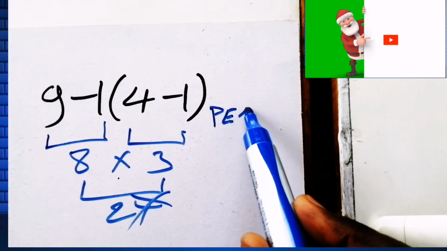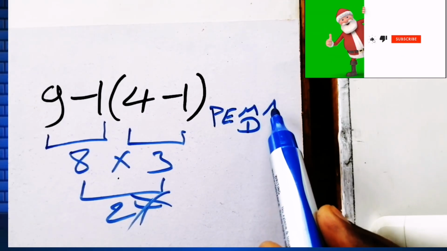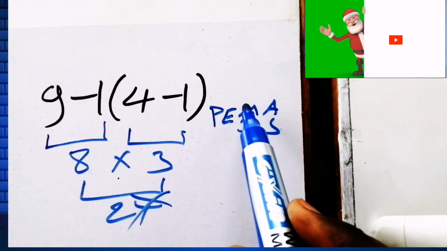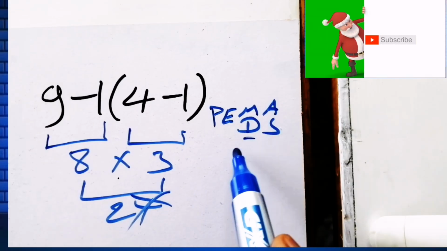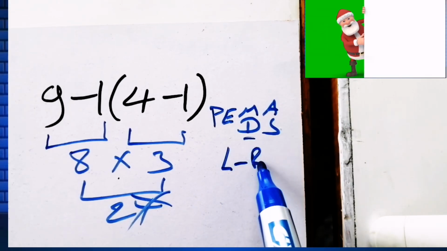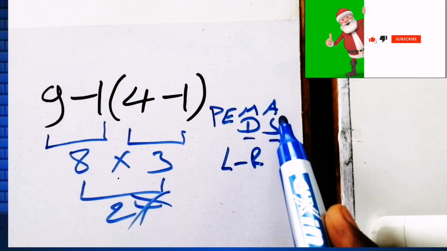then exponent, then multiplication or division, and finally addition or subtraction. Remember that multiplication and division have equal priority. We have to work from left to right. The same applies to addition and subtraction.